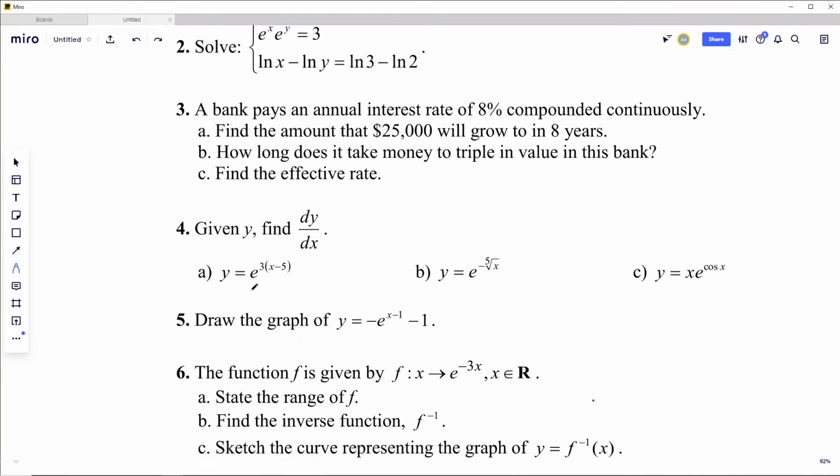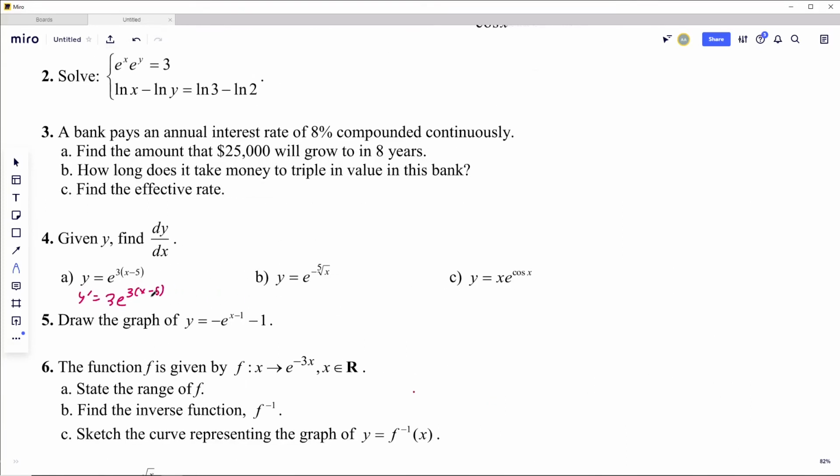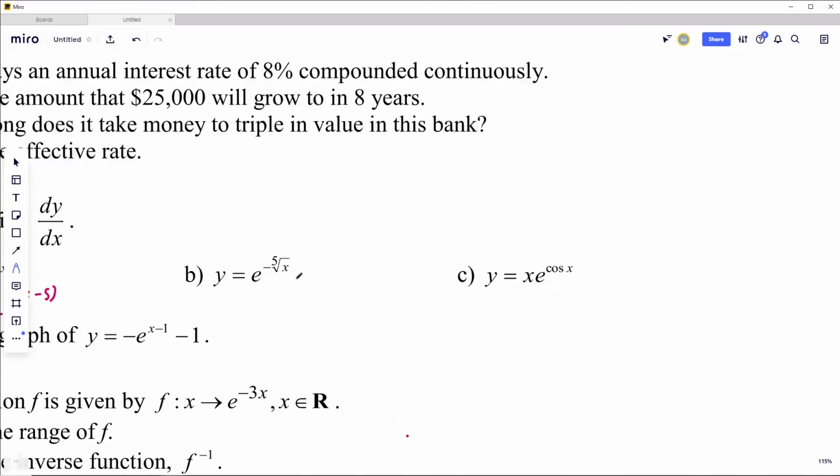So for this one, let's do these ones. y prime is nothing but the derivative. If you distribute, you get 3x minus 15. The derivative of that either way is 3. So 3 e to the 3x minus 5. And yeah, that's it. You can distribute, you can keep it. That's the same thing.